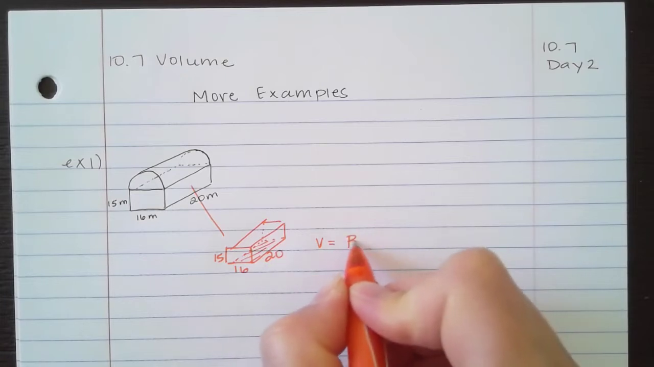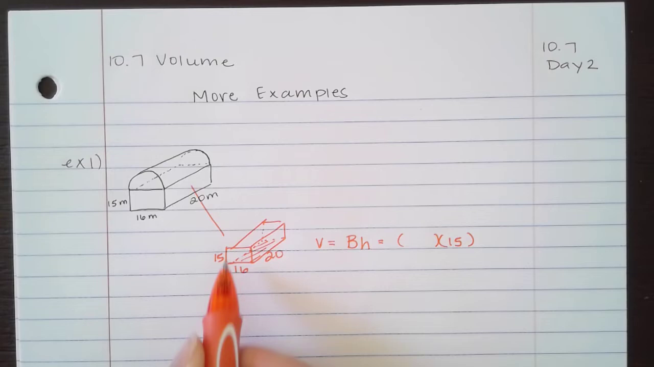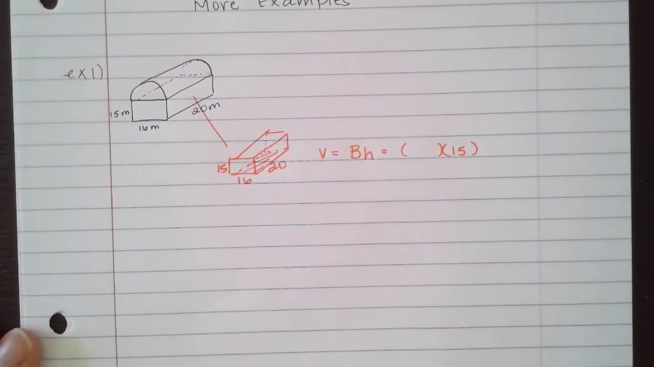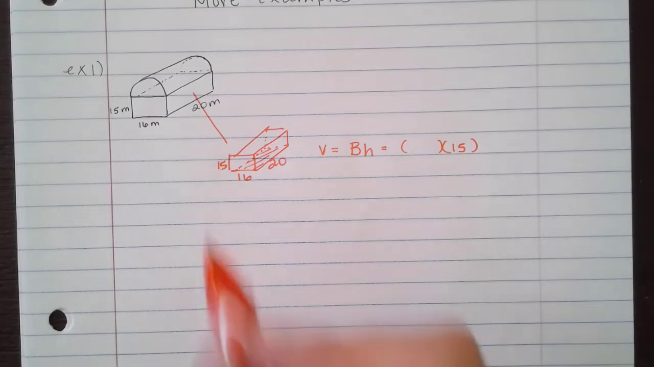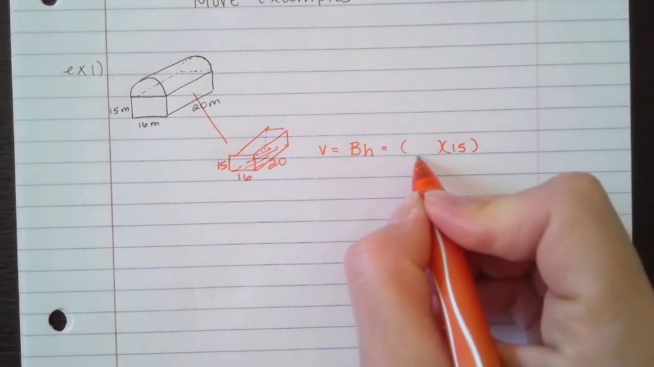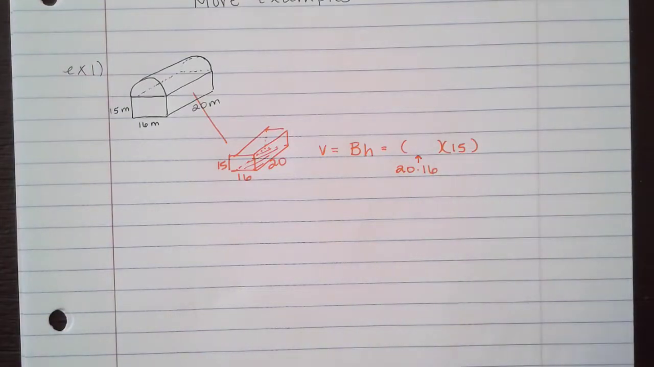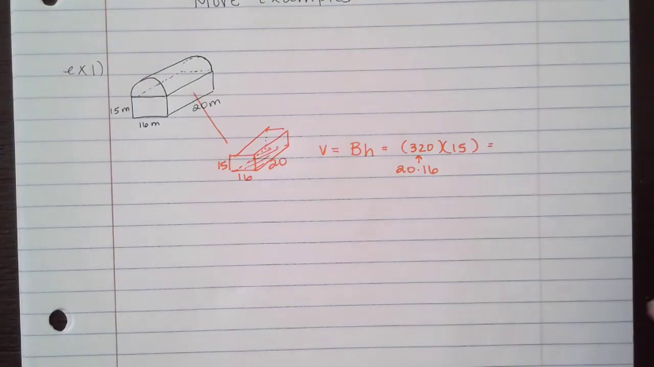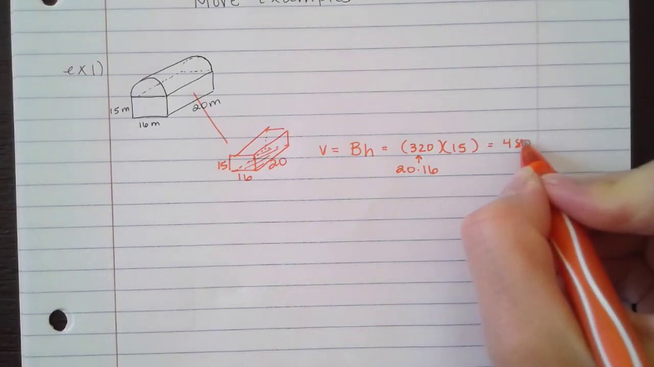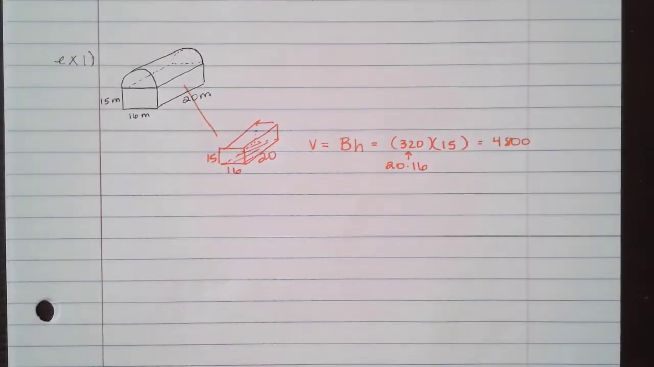My volume is the area of the base times the height. Well, I know what the height is. The height is 15 from the base to the top there. Then I'm looking for the area of the base. The area of the base is a rectangle, and so that is just 20 times 16. And 20 times 16 is 320. Multiply 320 by 15 and you get 4,800 meters cubed. But I'm going to leave off the units there because we're going to do the units at the very end.